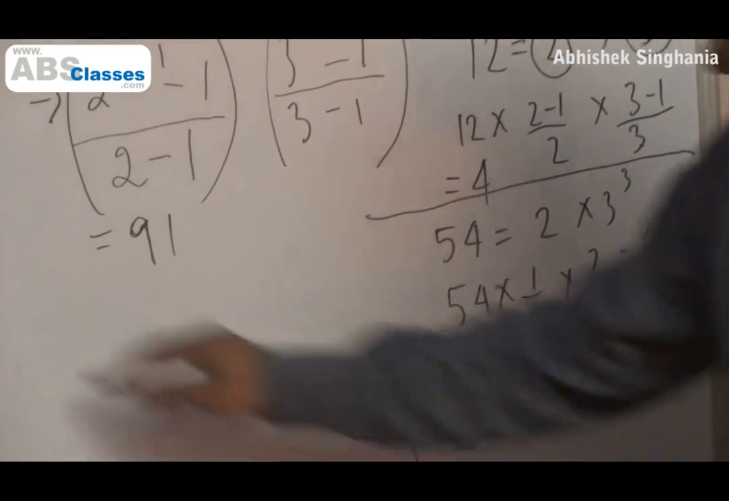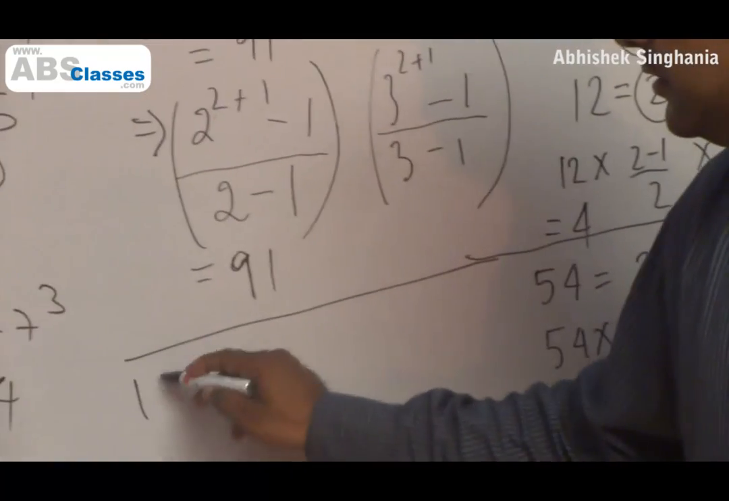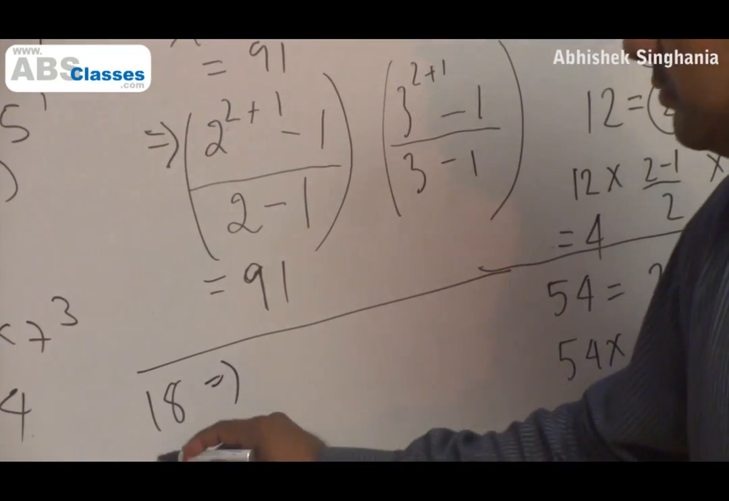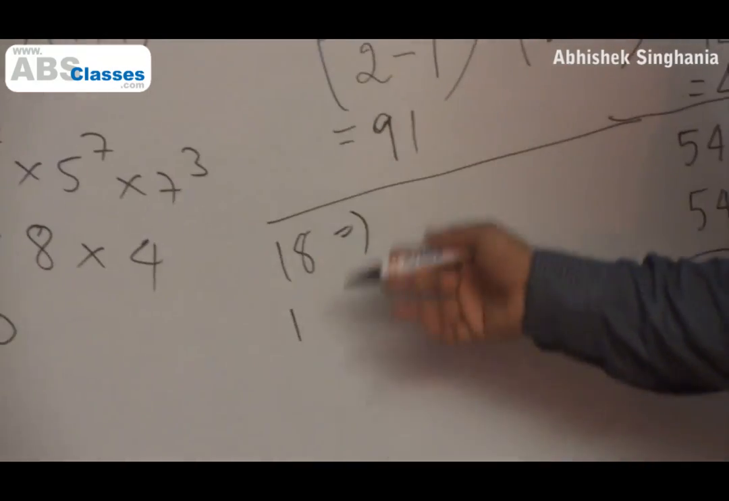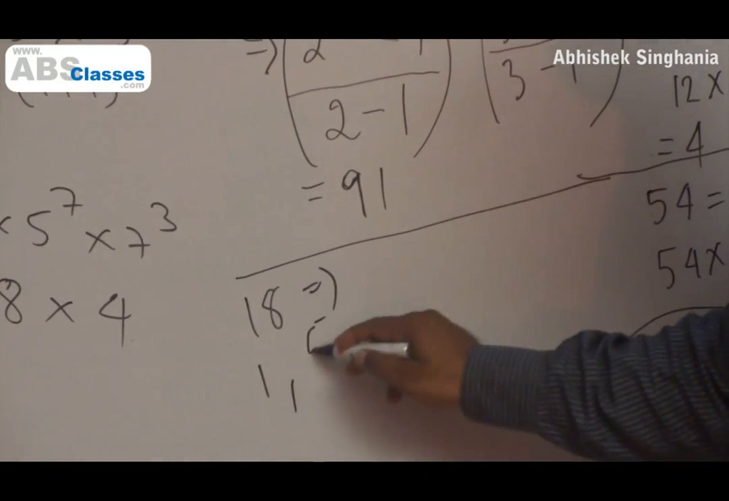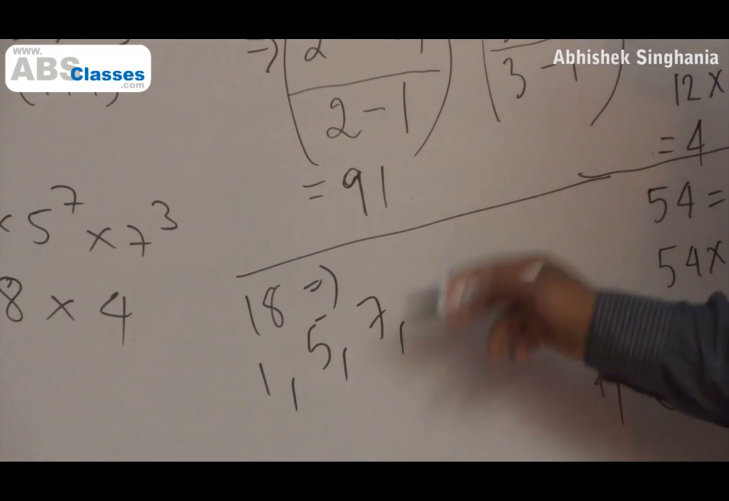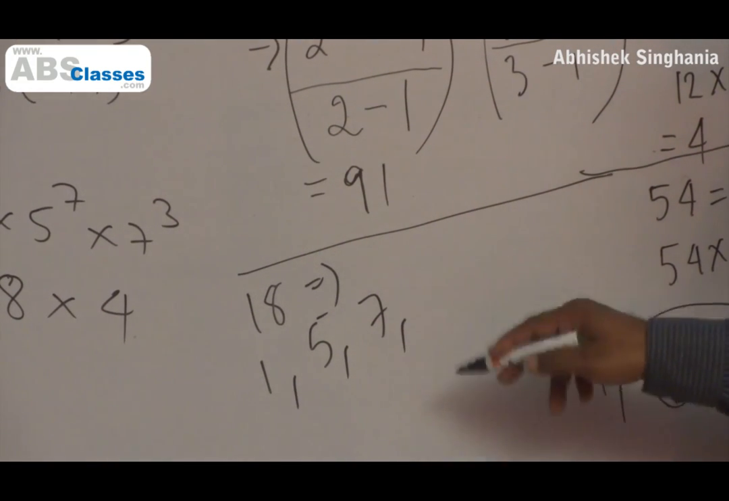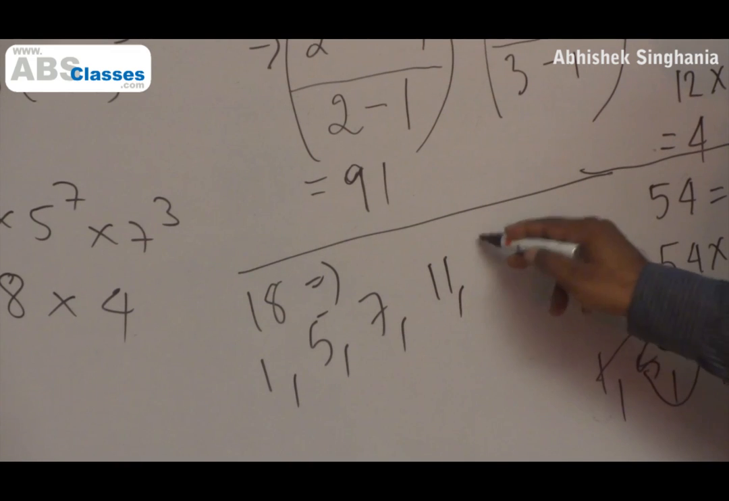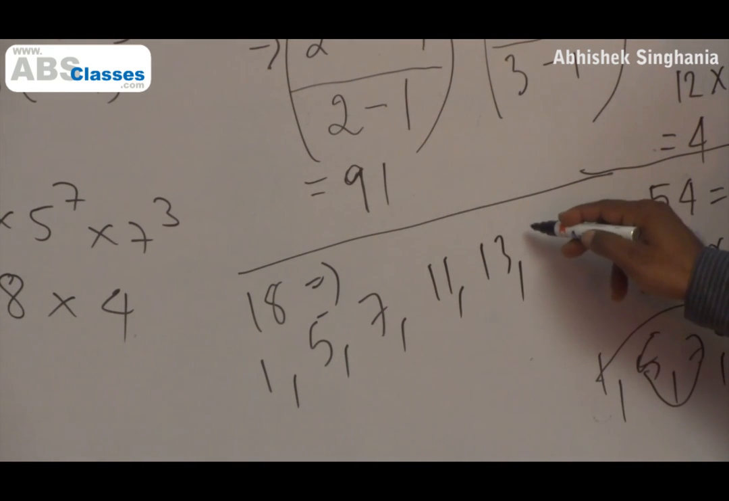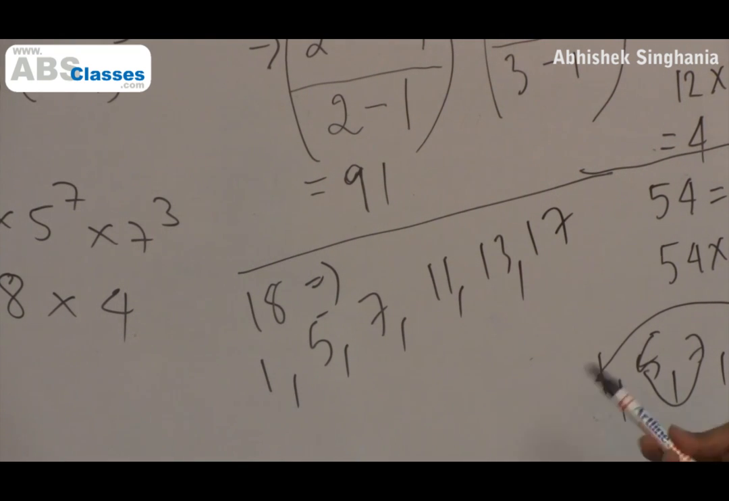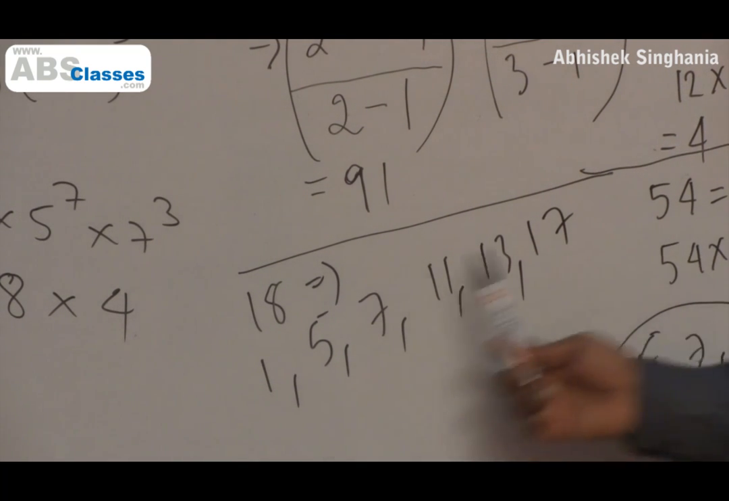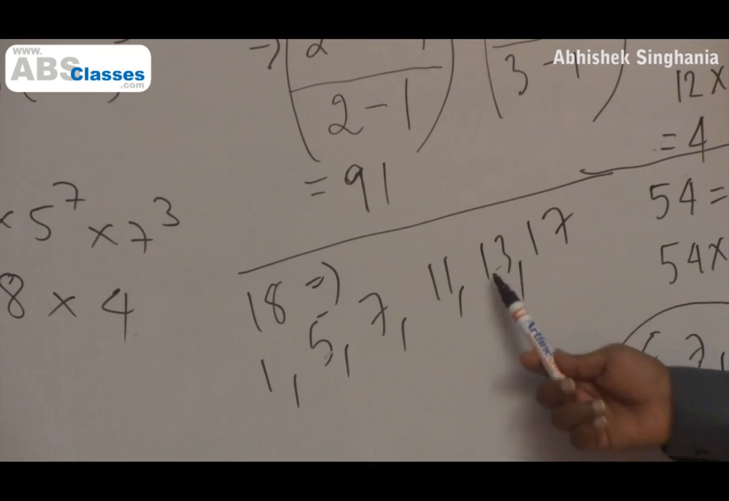Let's try another number, say 18. What are the numbers co-prime to 18? 1, yes, 1 is co-prime to all the numbers as we saw. Not 2, not 3, not 4 also, no, yeah, 5. Not 6, 7, yes. 8, no. 9, no. 10, no. 11, yes. 12, no. 13, yes. 14, no. 15, no. 16, no. 17, yes. Now let's see if this works for 18. 1 plus 17, 18. 5 plus 13, 18.